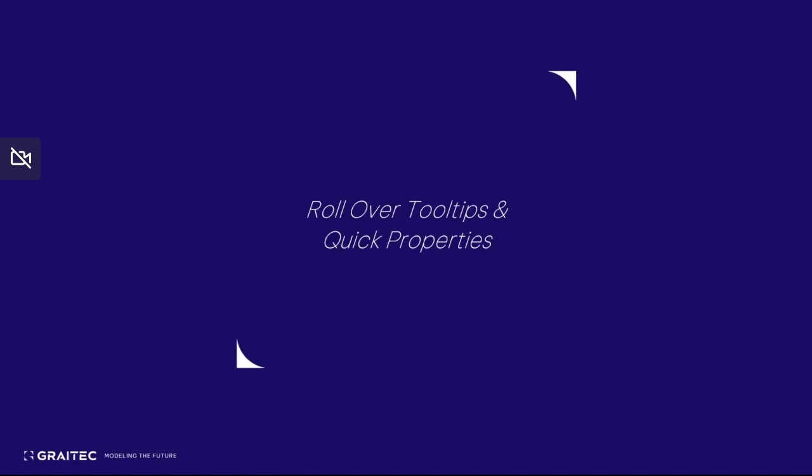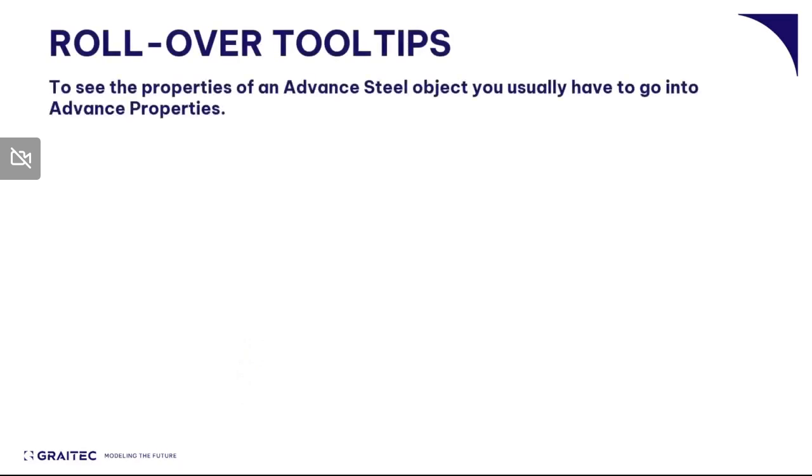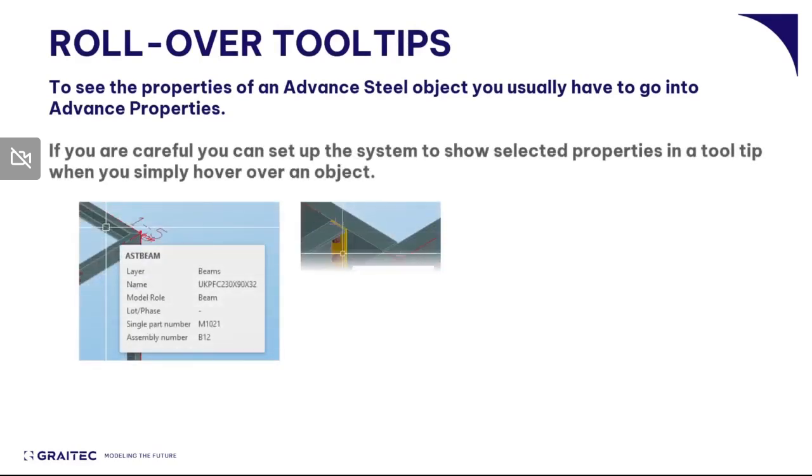Now we can move on. The next one is rollover tooltips and quick properties. What do we mean? Well, rollover tooltips. To see the properties of an Advanced Steel object, you normally have to double click on it to go up to advanced properties, and then you can read all those different properties.